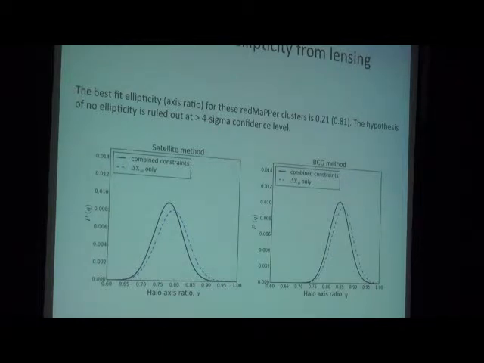The big caveat to interpreting this is that the mass and light can be somewhat misaligned. So we only measure the contribution that remains after you account for misalignment. So the true axis ratio is probably something more like here.